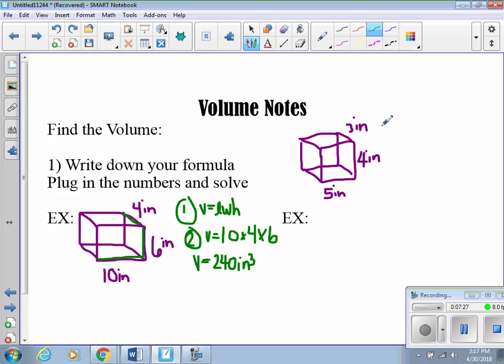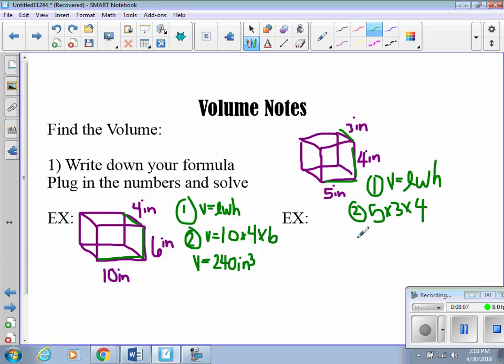So again, I'm going to write down my formula. Volume equals length times width times height. Step 2, plug in and solve. So length is here, 5 inches, times my width, which is here, 3 inches, times my height, which is here, is 4 inches. Now I'm just going to use my calculator and I can multiply those across.